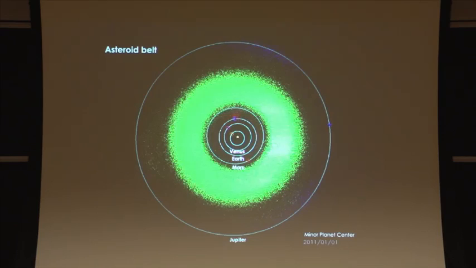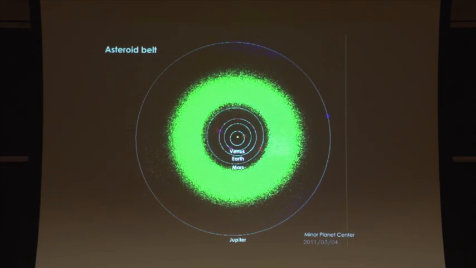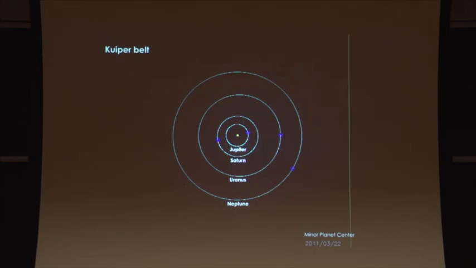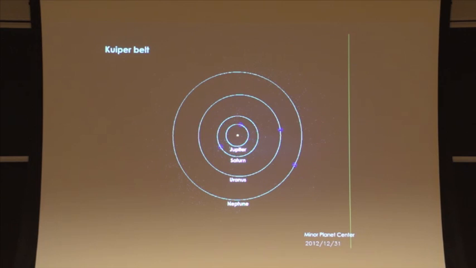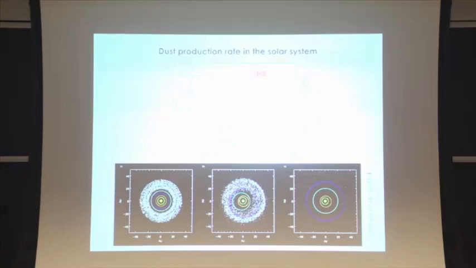So there is dust being produced in the inner system. This is our asteroid belt, from these comet-like asteroids but also from asteroids colliding. There is also dust being produced in the outer system. You cannot see it here, but this is the Kuiper belt. And right now, in the solar system, there is not that much dust being produced.